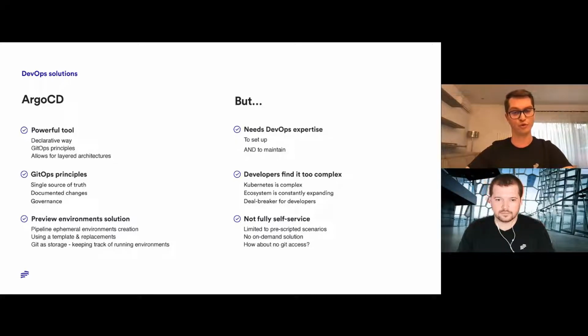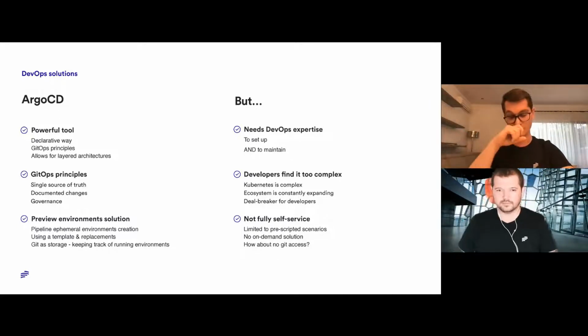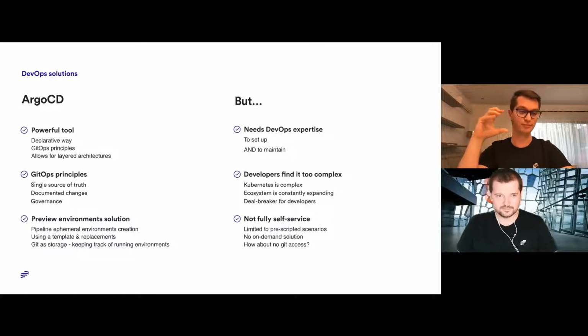It also allows for building a layered architecture, like nesting things and patching, packaging things, bundling things together. And it employs the GitOps principles. Having a single source of truth is really mandatory for reproducibility and for ensuring that things are the same way every time an environment gets deployed.